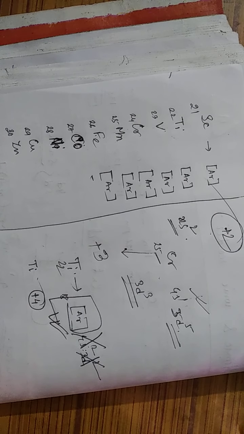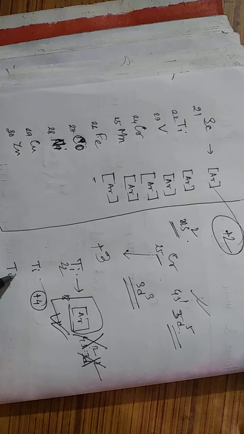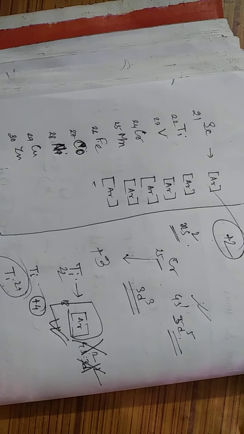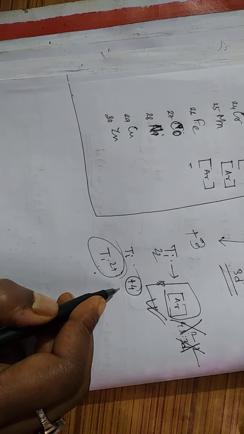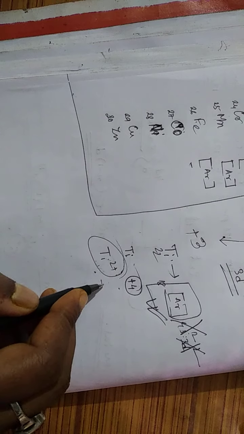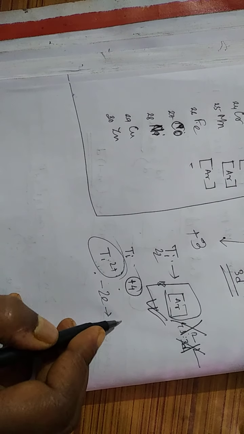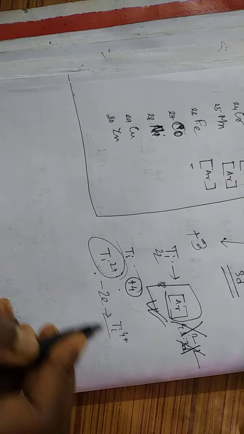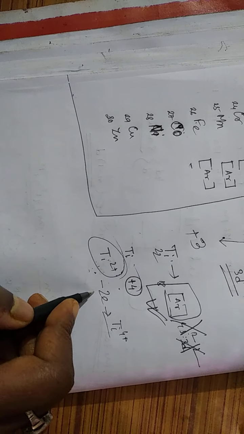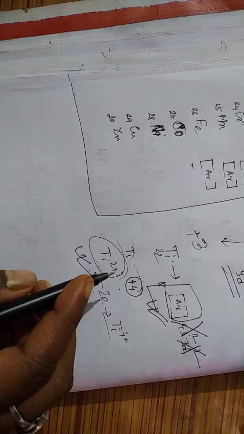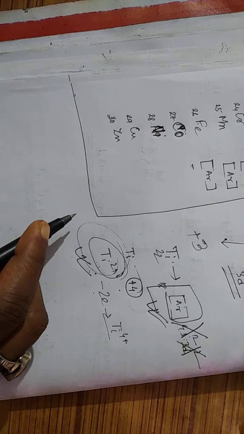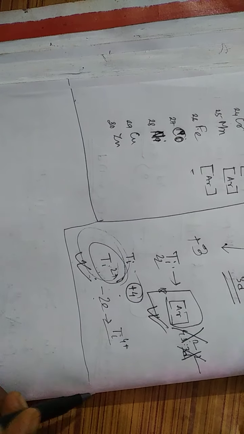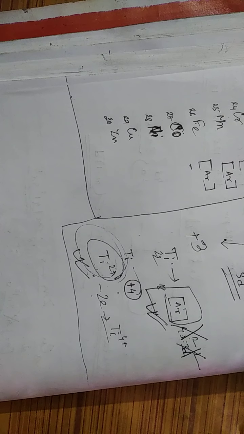Suppose I give you that titanium is in the +2 state. Will it act as a reducing agent or an oxidizing agent? Your answer will be: as it has a high tendency to become the +4 oxidation state, it will lose 2 electrons and become titanium 4 plus. As it releases electrons, it is oxidized, which means it will reduce the other one. So it can act as a very good reducing agent. So Ti2 plus will act as a reducing agent. This type of question also comes.